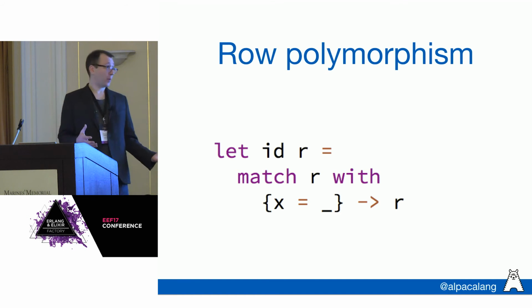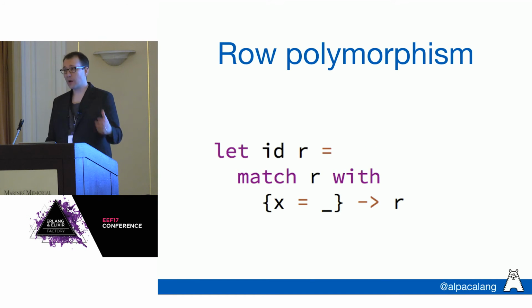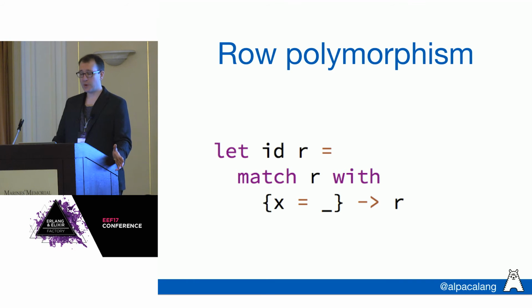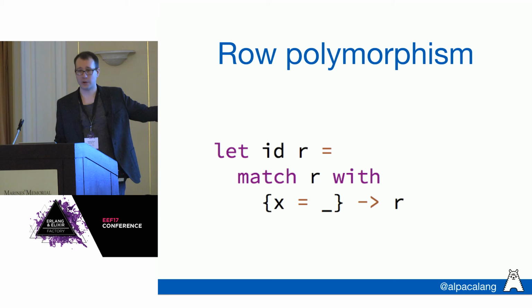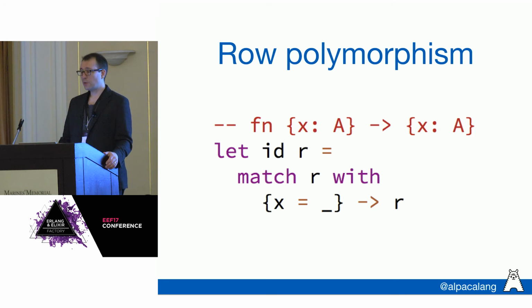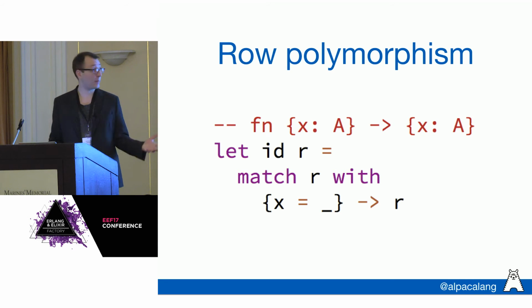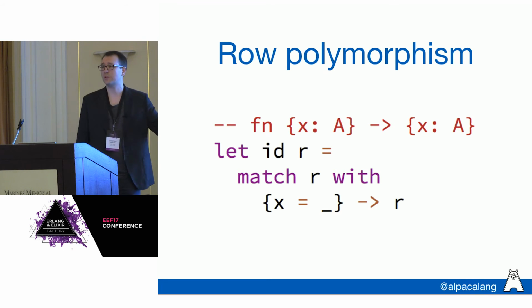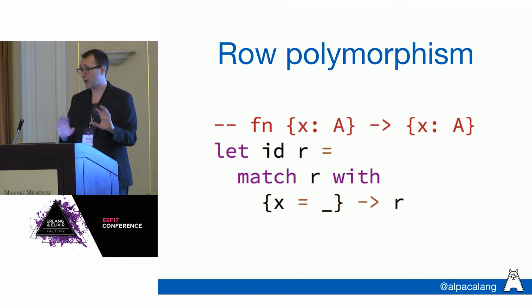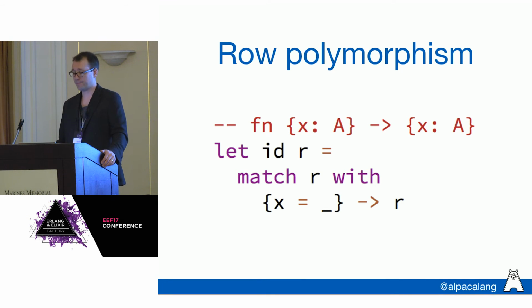So what on earth is row polymorphism? Well, it solves the problem of information loss. Here we have an identity function for any record that has a field X. This is basic structural pattern matching. Note that we're not checking the type of X here, so this function is actually generic, even with respect to X's type. X could be an integer, a float, a string, or even another record. Only the presence of X matters.